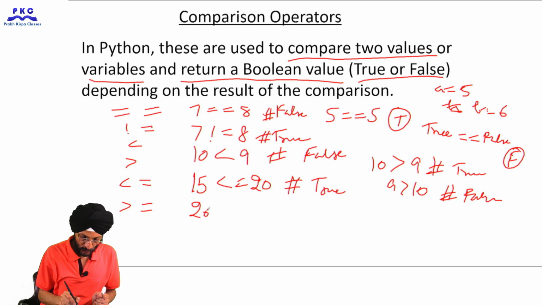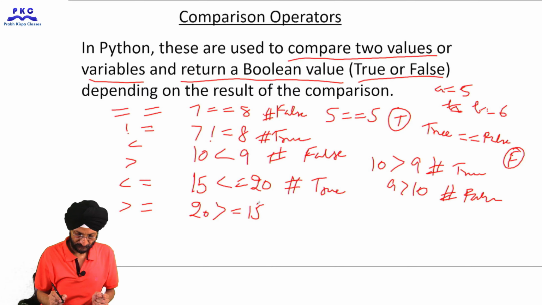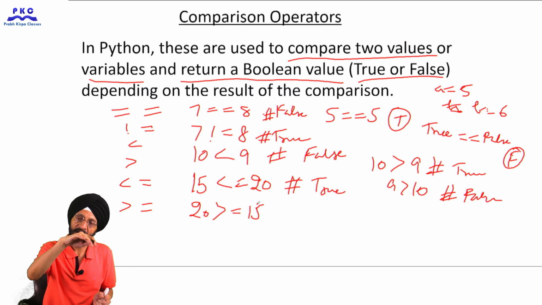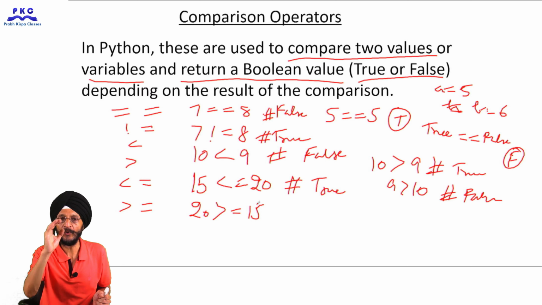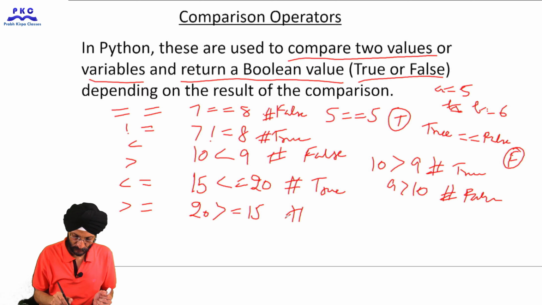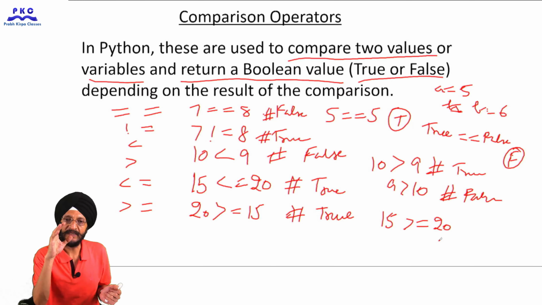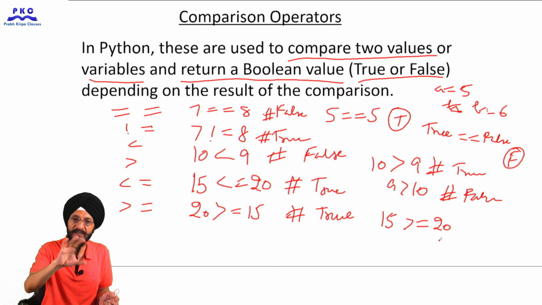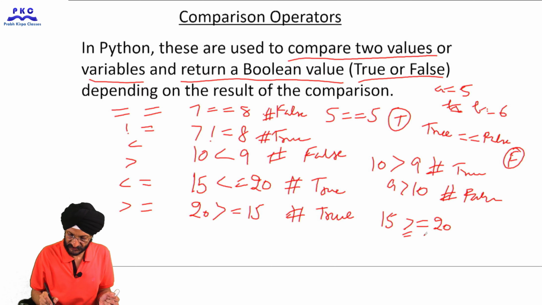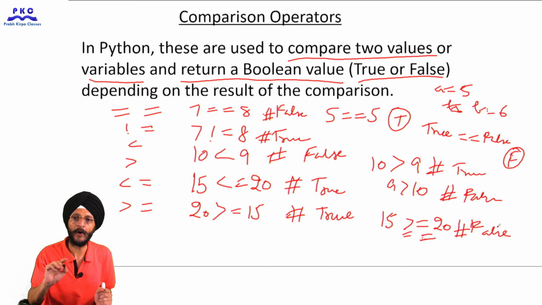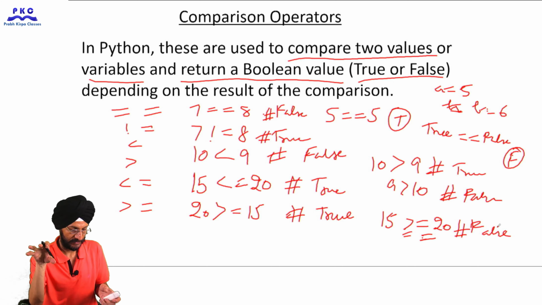If we say 20 is more than or equal to 15, either of the two conditions, 20 is more than 15, it is true. But if we say 15 is more than or equal to 20, 15 is neither equal to 20 nor more than 20. That is, both the things are false. Neither it is more than nor it is equal to. So the answer will be false. So this will be the output which will be given by the Python interpreter.